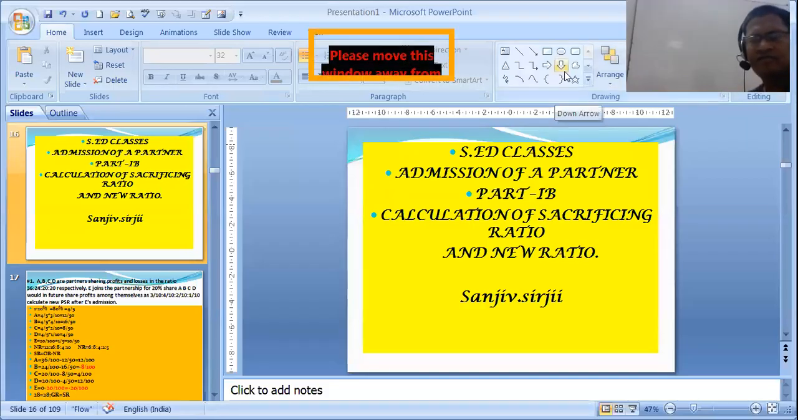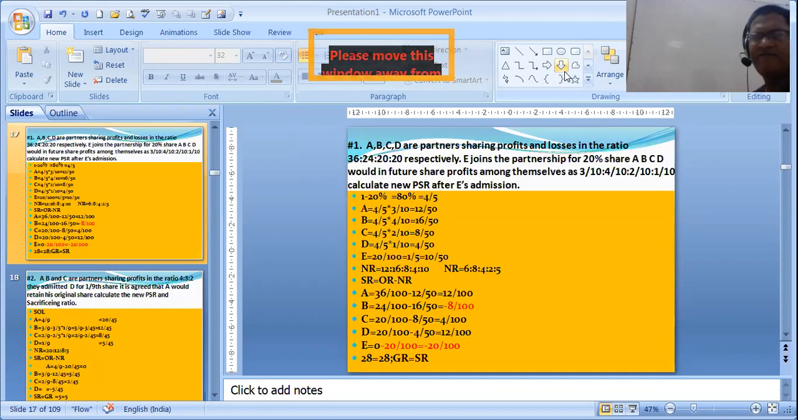Good morning, students. This is again another part of admission of a partner. Over here, again, we will be learning about some typical sums on calculation of sacrificing ratio and new ratio. So let's begin. See the first sum.